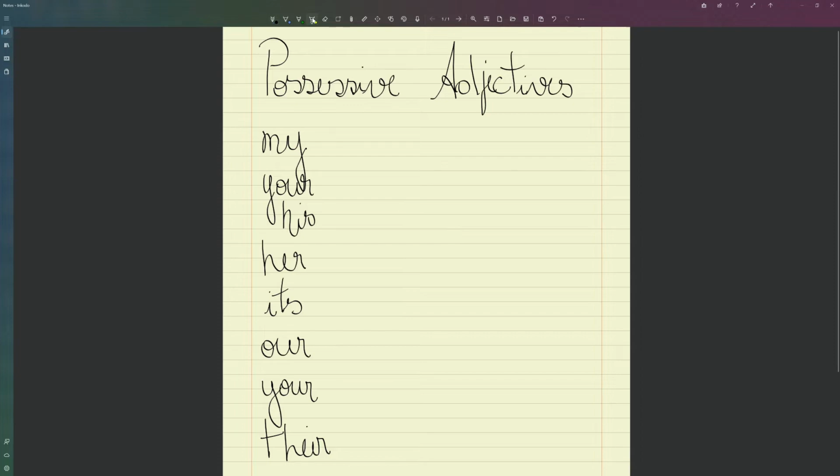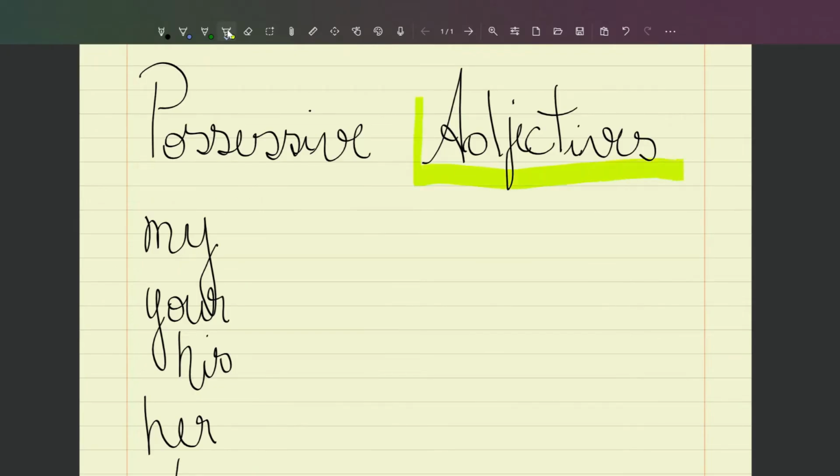But the possessive adjectives are adjectives. And what are adjectives? Adjectives give quality to a noun. Okay? So the adjectives, the possessive adjectives, will be always followed by a noun.